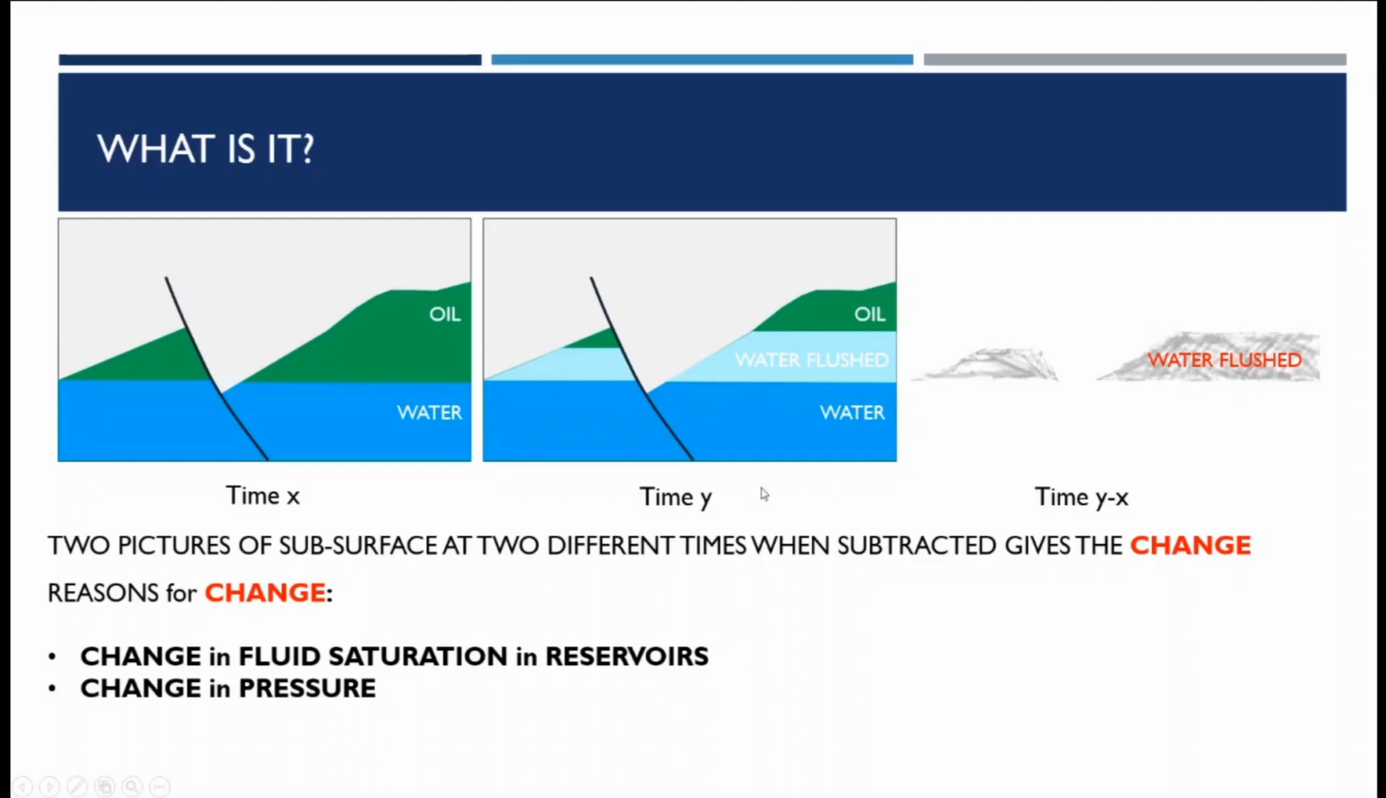So what we are interested in, the key word, is that we are looking for a change in two different times. That's what we are looking for in 4D seismic. And what is this change due to? Only two aspects. One is fluid saturation changes, whether it's due to gas, oil, and water, or it's changes in pressure. That's in simplified terms. These are the two things that matter.